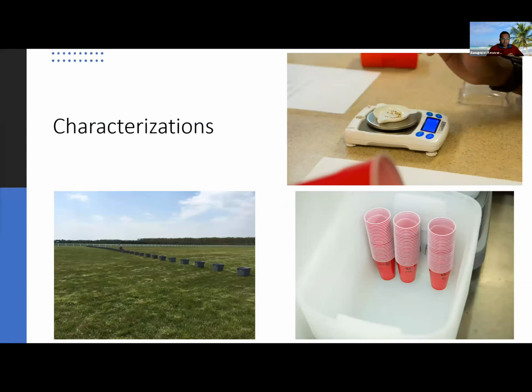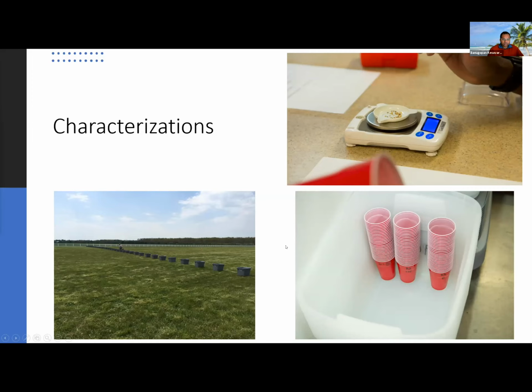Characterizations, we do this. This is the traditional way we set up characterization. You put some buckets or totes, containers you see in the picture here, and then you let the aircraft fly on top of it, and then you collect the materials back and put them in the cups, and you evaluate the weight of those granules, and that's how you do characterizations.